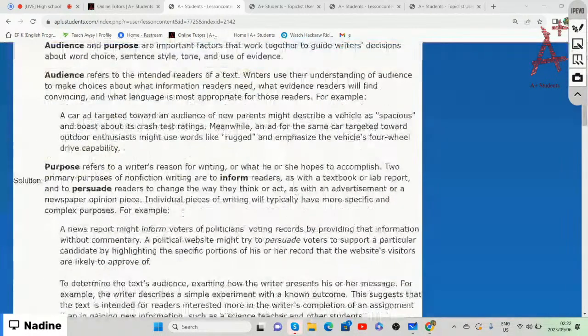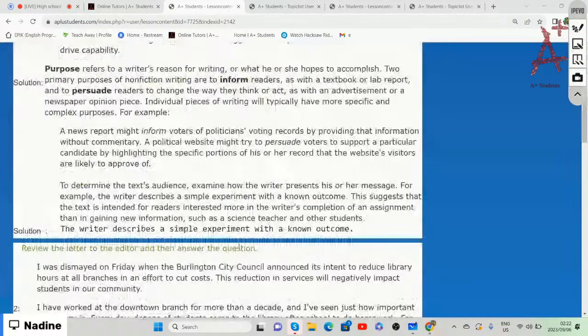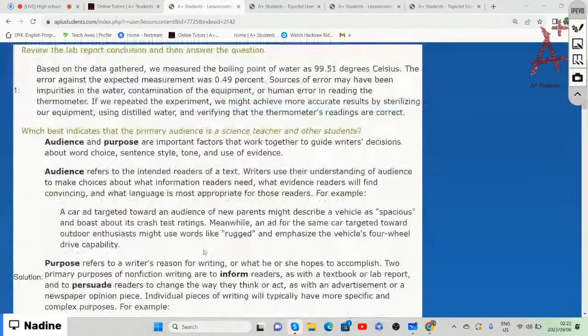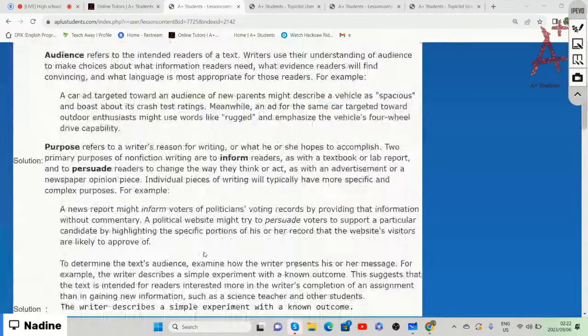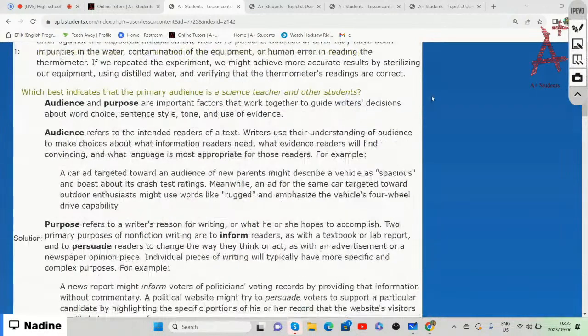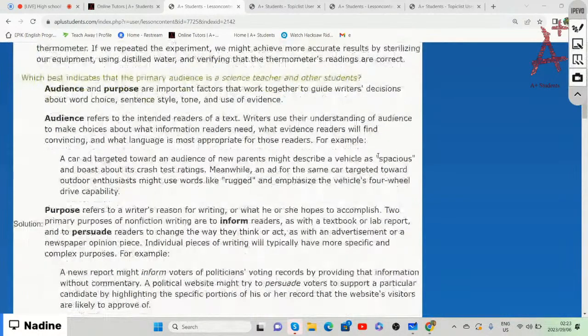So basically, when it comes to reviewing a lab report, we sometimes need to find out who the audience is, and what the purpose of the text or lab report is. So the question, based on what I just read, is which best indicates that the primary audience is either a science teacher and other students?